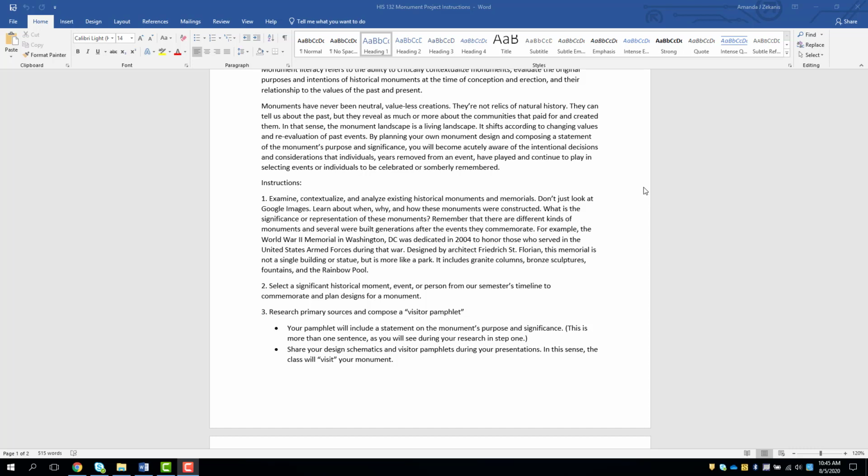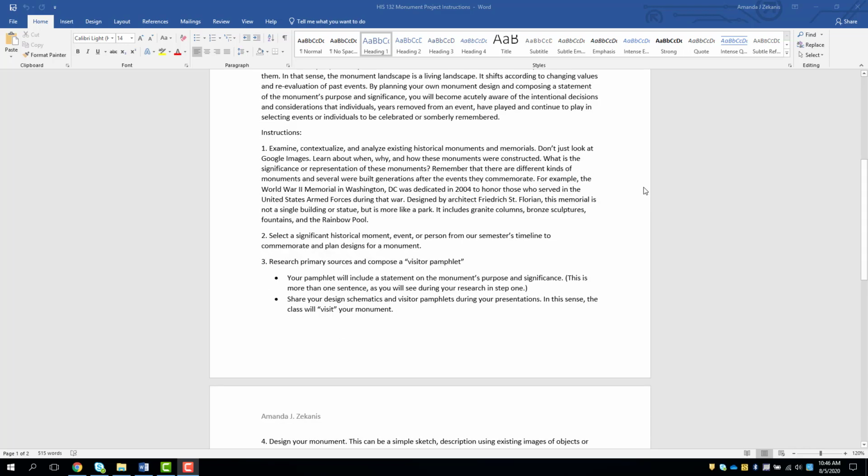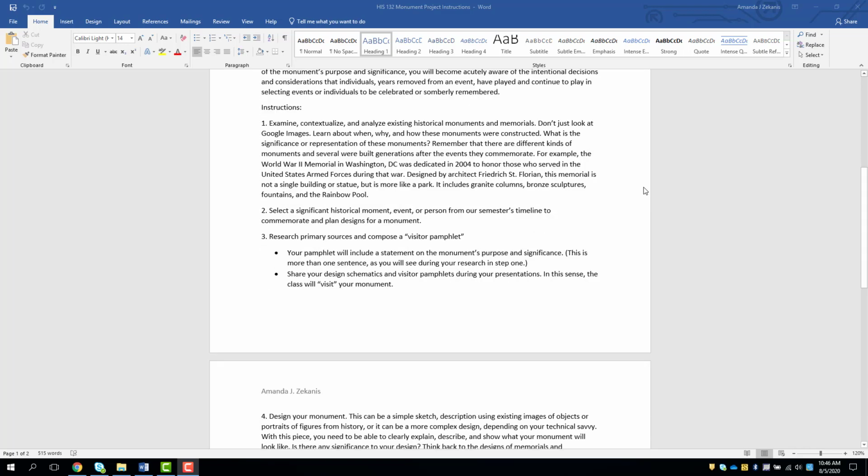So in that sense, the monument landscape is a living landscape. It shifts according to changing values and re-evaluation of past events. So by planning your own monument design and composing a statement of the monument's purpose and significance, you will become acutely aware of the intentional decisions and considerations that individuals years removed from an event have played and continue to play in selecting events or individuals to be celebrated or somberly remembered. So that's the premise for why this project matters, and this way that you're going to do history by creating your own memorial or monument.